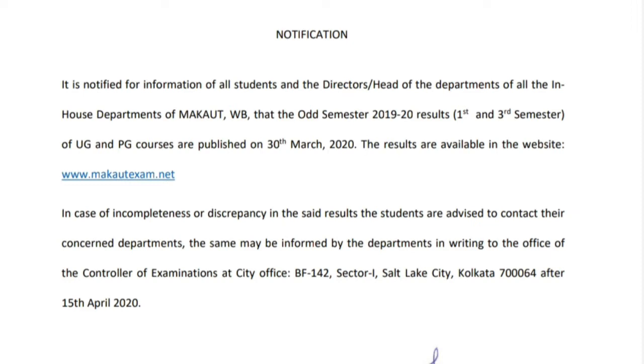So this is the first reason. I'm giving you the first reason that Makaut is not neglecting anyone, but because of a certain reason. And the reason is incompleteness in checking or evaluation of the papers. Whatever papers were evaluated, they started distributing to satisfy the mindset of the students. And if you haven't got your result yet, please don't feel neglected.